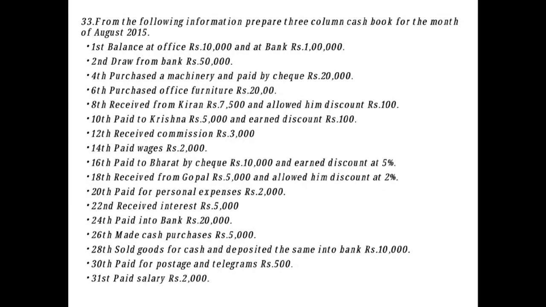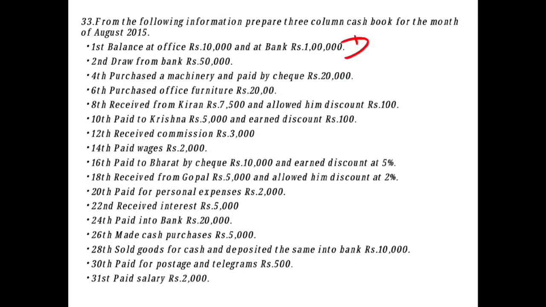Now we will see the first problem here. Balance at office 10,000 and bank 10,000. You should write both on the debit side, in the bank column as well as the cash column. You have two columns on both the debit side as well as the credit side, that is cash and bank along with the discount. So balance at office as well as bank they have given, so two balances brought down.